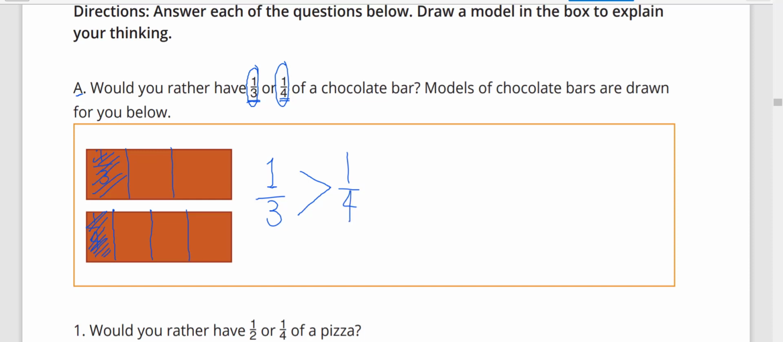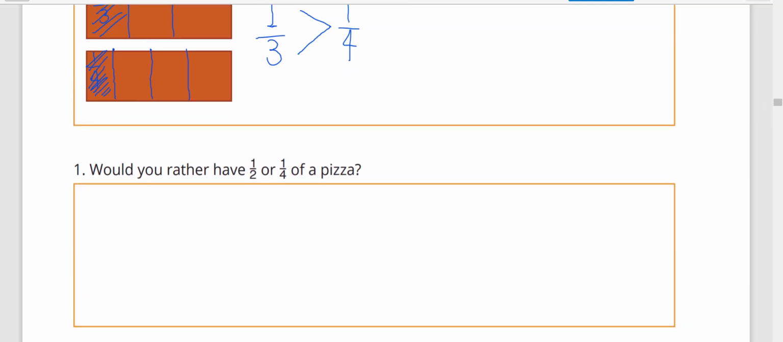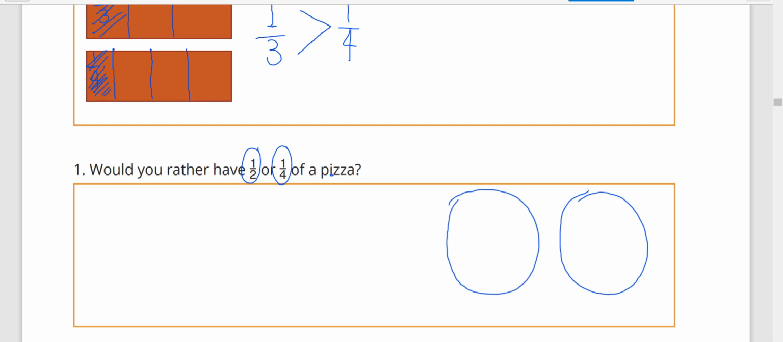Okay, number one. Would you rather have half or a fourth of a pizza? We will draw a pizza. If you want to take half, that means we divide the whole pizza into two equal parts. Each part is called half. Or divide it into four fourths. Each part is called a fourth.